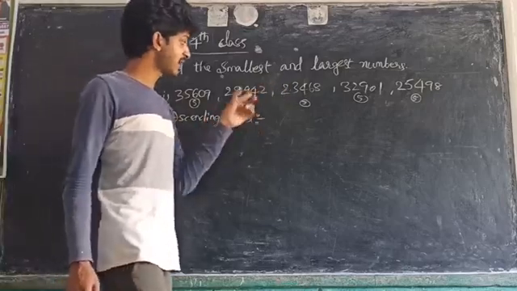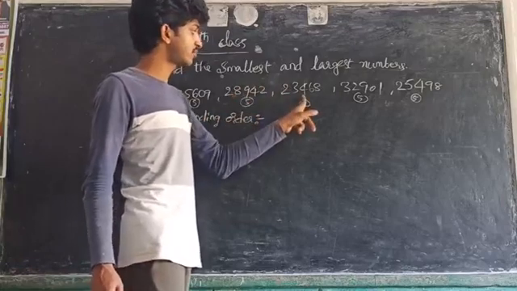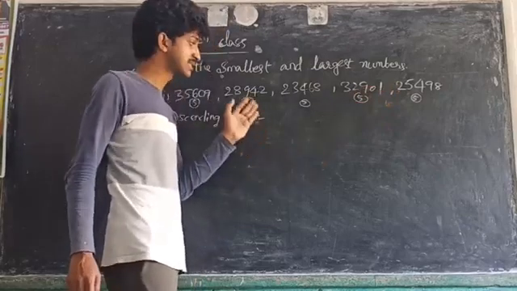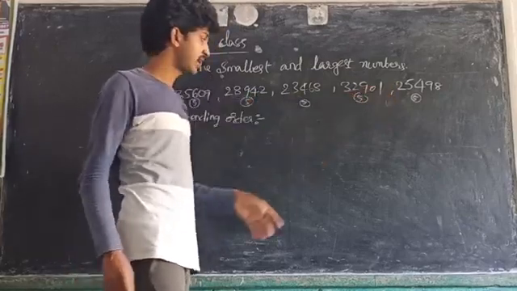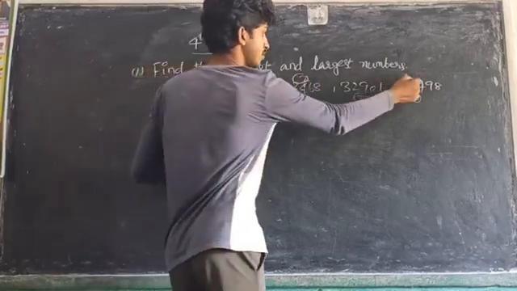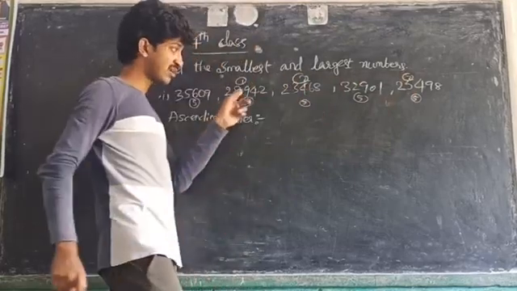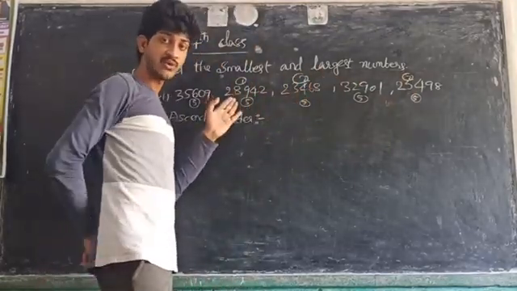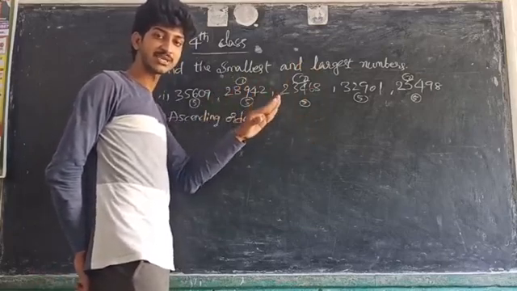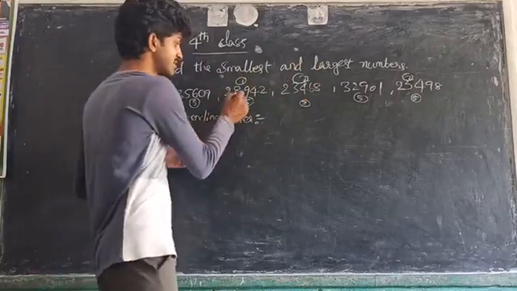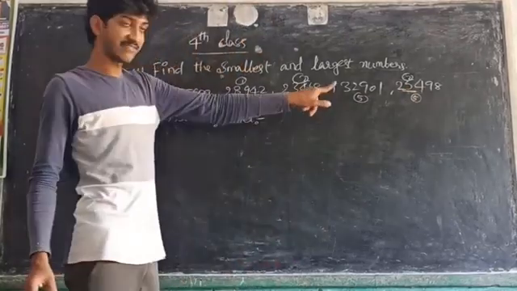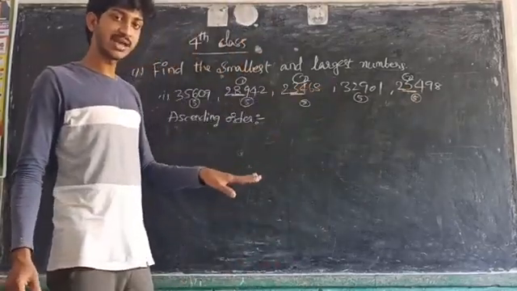So I am taking these 3 numbers now: 28,942, 23,468, 25,490, because in the 10,000s place these 3 numbers have 2. I am representing them as 1, 2, 3. Among these 3 numbers, in the 10,000s place we have 2, so the value is the same. Then we have to go to the next highest place. What is the next highest place? 1,000s place. In the 1,000s place it has 8, 3 and 5. Among 8, 3, 5, which is the smaller? 3 is smaller than 8 and 5.